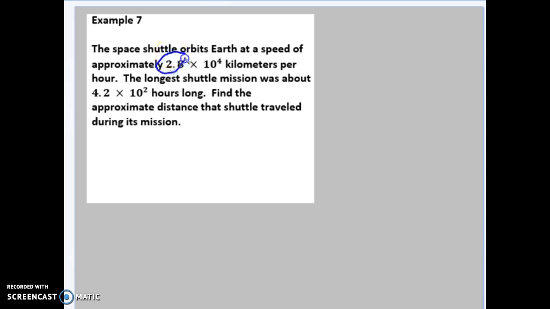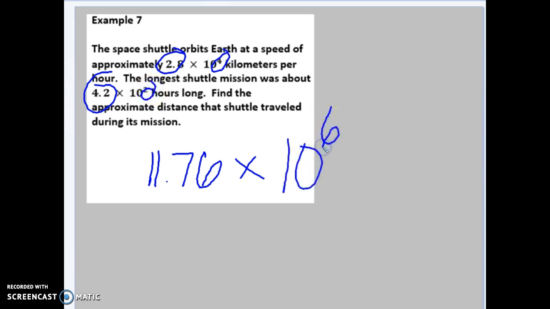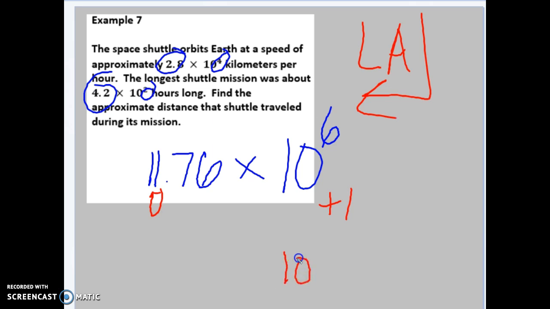So you're going to start off by taking 2.8 and multiplying it by 4.2. That results in 11.76, and we need to add our two exponents together, so add the 4 and the 2, so it's going to be times 10 to the 6th. Not in scientific notation, so we need to move our decimal one spot to the left, and if we follow LARS, left we add. So we need to add 1 to our exponent, so it's going to be 10 to the 7th.